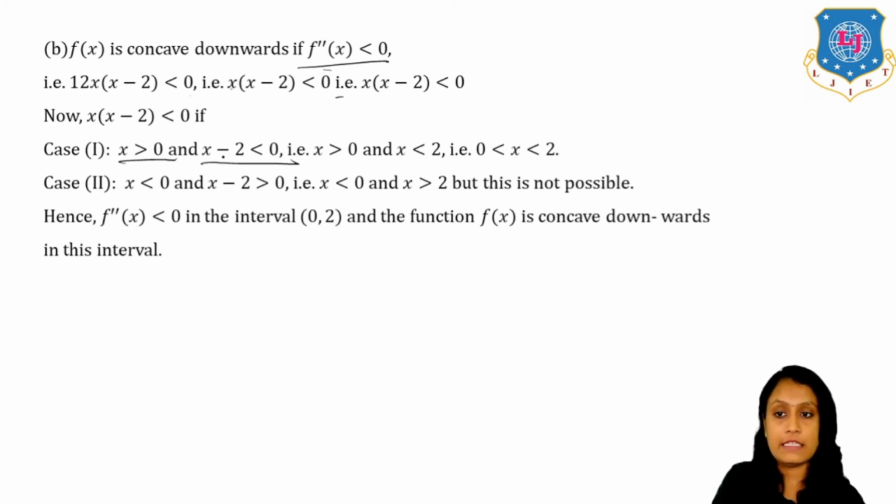So first we are considering the case in which x is greater than 0 and x - 2 is less than 0. So from this we get x greater than 0 and x less than 2, meaning the interval 0 to 2. Now case 2. Now we are considering x less than 0 and x - 2 greater than 0. So from this we get x less than 0 and x greater than 2. But this is not possible. So we can say that f''(x) is less than 0 in the interval 0 to 2, and the function f(x) is concave downward in this interval.